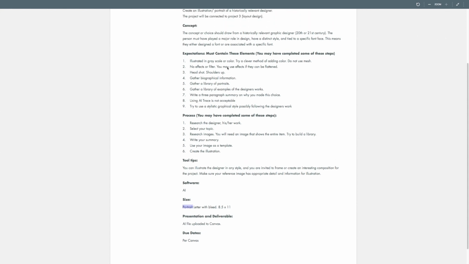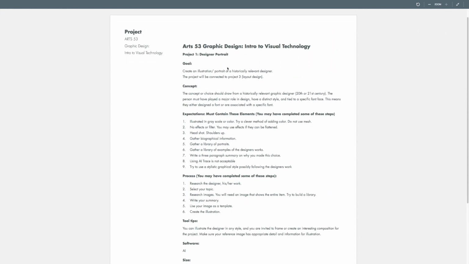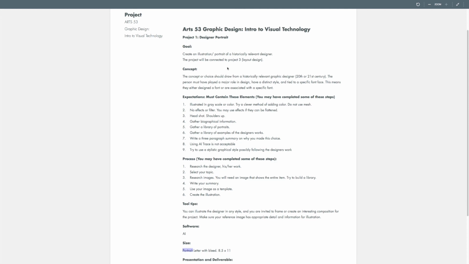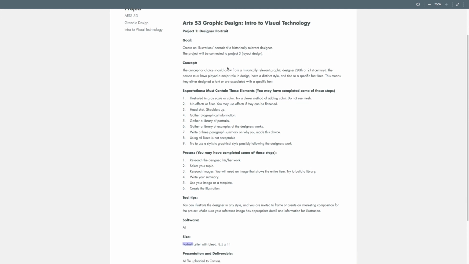So these are the expectations. Is there anything here that needs to be clarified? The great thing about this project is that you've been building towards it all quarter long. You have gathered the material, you've selected your topic. You should be prepared to pick one of the images and start illustrating it.